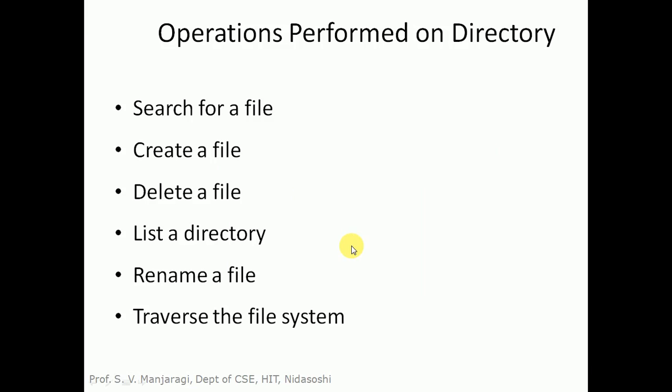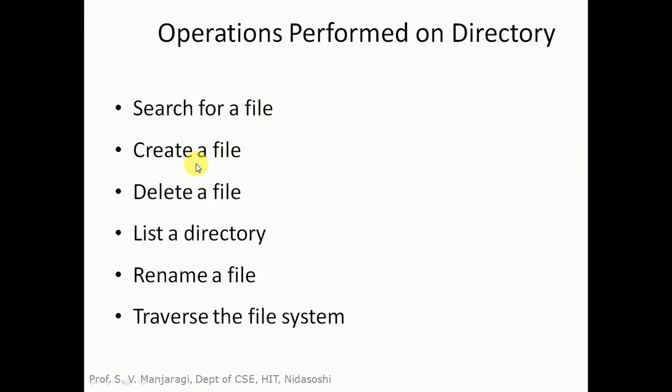Now let us see what are the different operations performed in the directory file. The first one is search for a file. Suppose you want to search for a file, then we need to visit the directory file. In the directory file, an index is maintained, that is the name of the file and its location on the disk. Using that, we can locate a particular file on the disk.